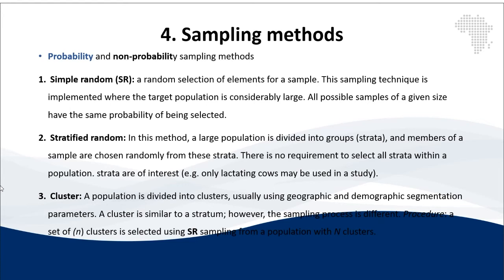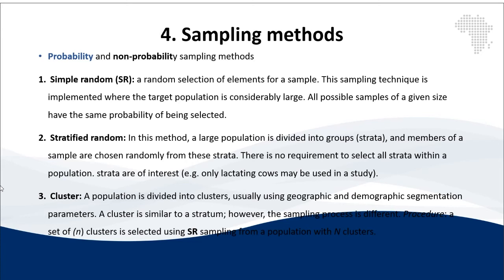Then there's a second sampling method that is available, which is the stratified random sampling method. In this method, a large population is divided into groups. You can call them strata. Members of the samples are chosen randomly from the respective strata or groups. There's no requirement to select all the strata within a population. That is to say that some of the groups might not be of interest when you are conducting your study.